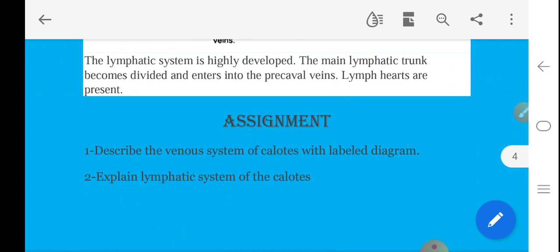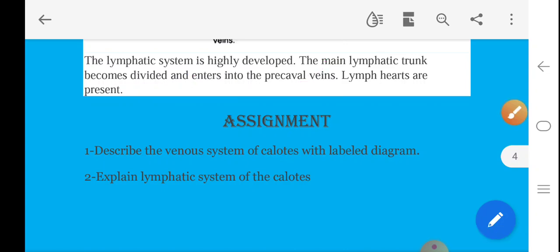At the last, it says that the lymphatic system is highly developed. The main lymphatic trunk becomes divided and enters into the precaval veins. Lymph hearts are also present in the Calotus.